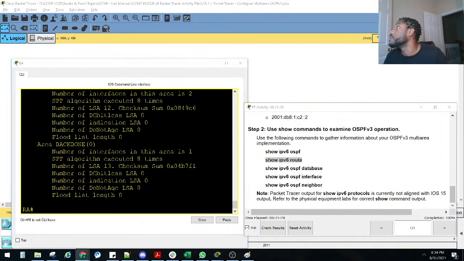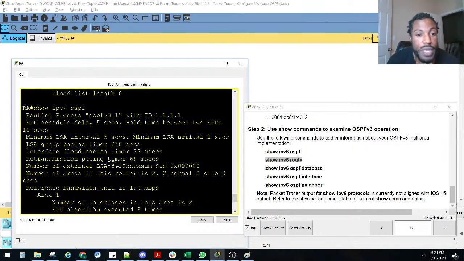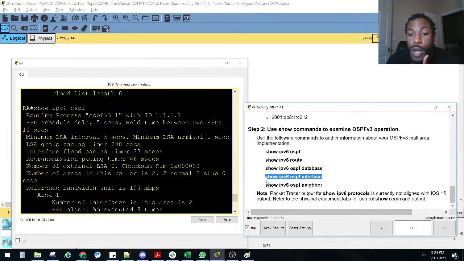Let me see. Where are the timers? Oh, that's a good question. Where are the timers? That's what we did yesterday, right? I want to say they're in this command right here. Good question, Foster. Show IPv6 OSPF interface. We'll do that real quick.